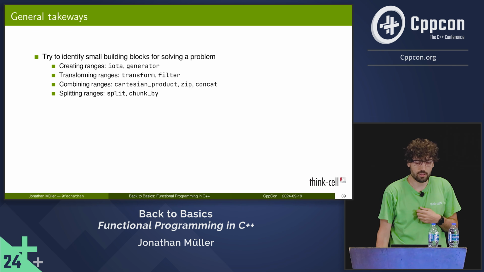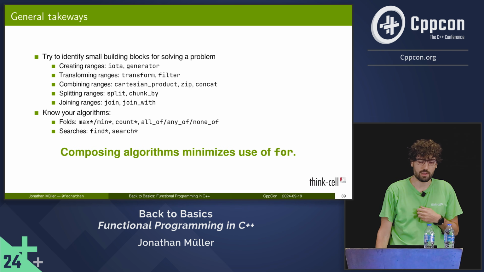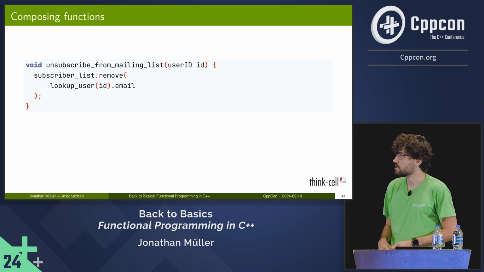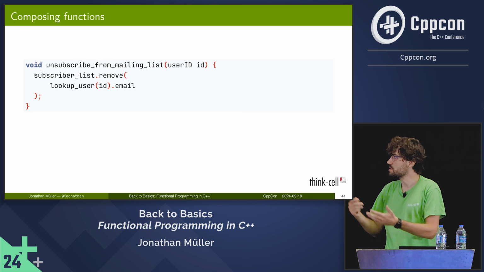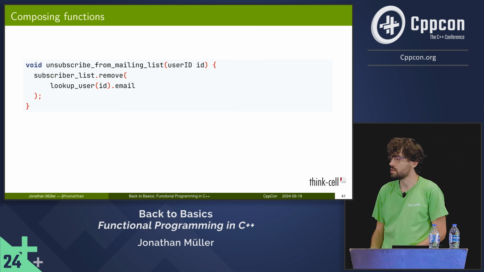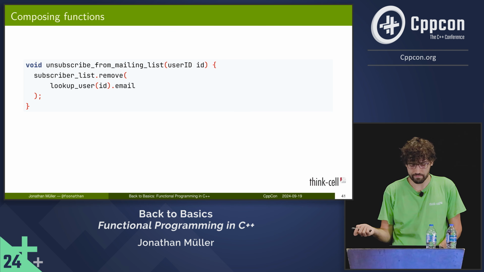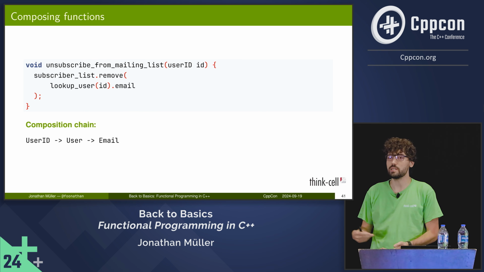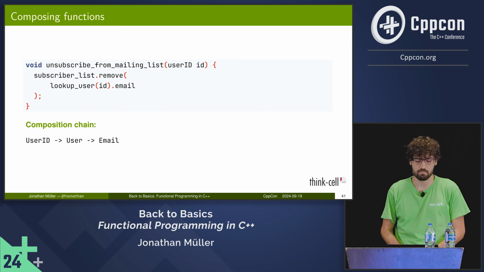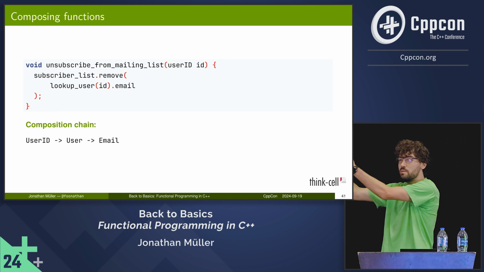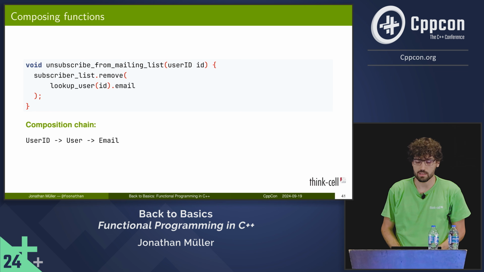Okay, so this was algorithm. Let's look at composing functions in general. So let's say we have this function. We have a user ID, and we want to unsubscribe that user from our mailing list. So we look up the user, we get its email, and we call remove on the subscriber list. We have some composition here, right? We start with a user ID, then we get the user, then we get the email, and then we do something with it. And so we've composed functions. This is a functional way of composing code. We compose functions without any intermediate state.